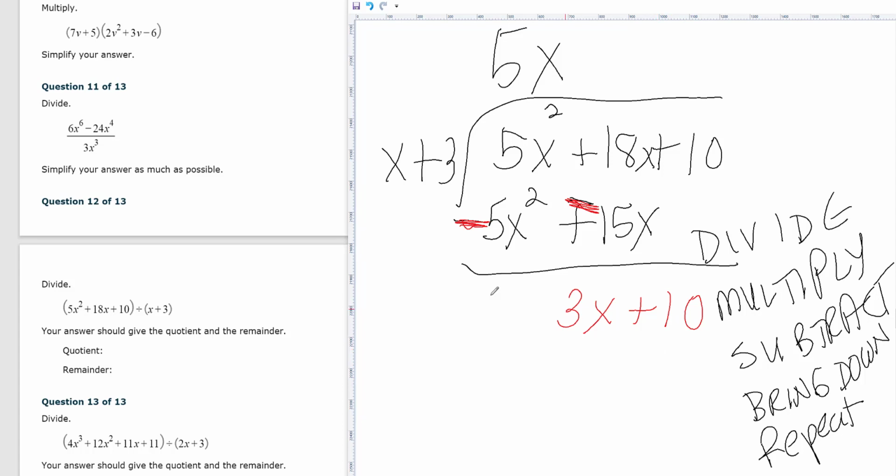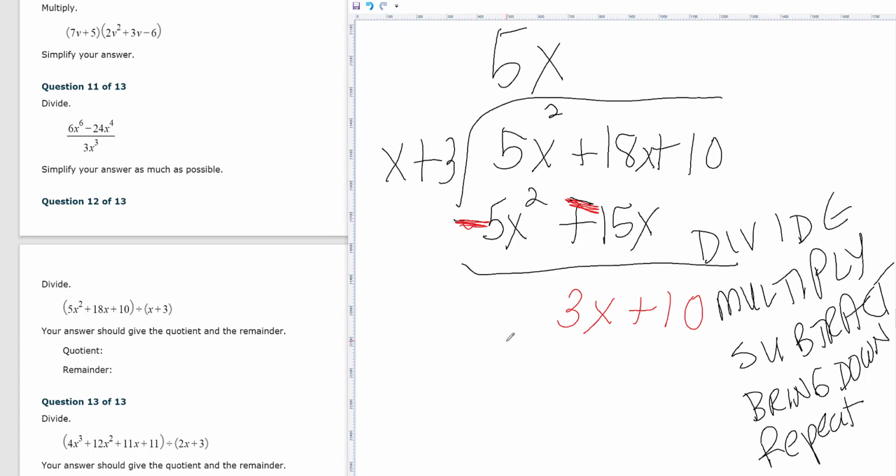And I have to divide again. So now I'm to the repeat. Look, I divided and got 5x. I multiplied and got 5x squared. I subtracted by making both of these minus, okay, change the sign of both of those. Then I brought down, I subtracted here, and I brought down the 10, and now I'm repeating.